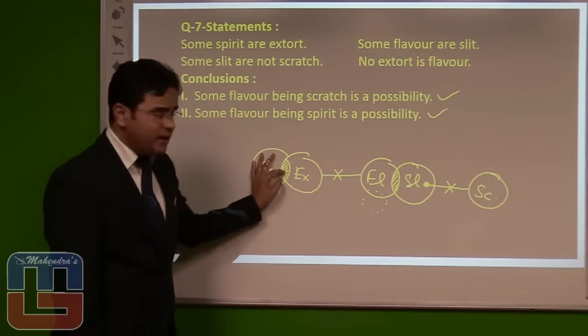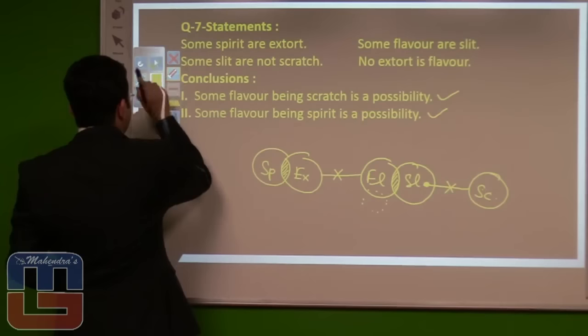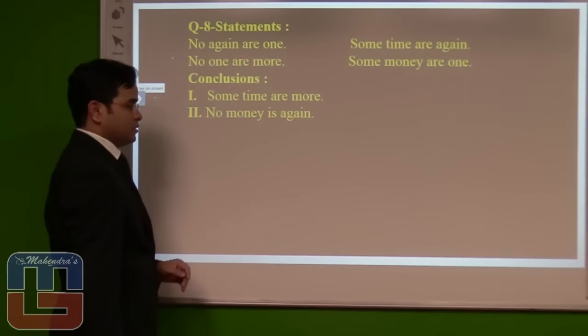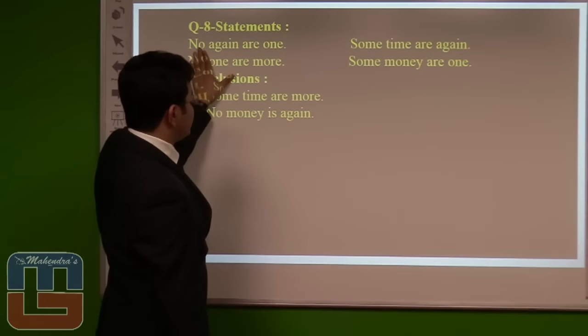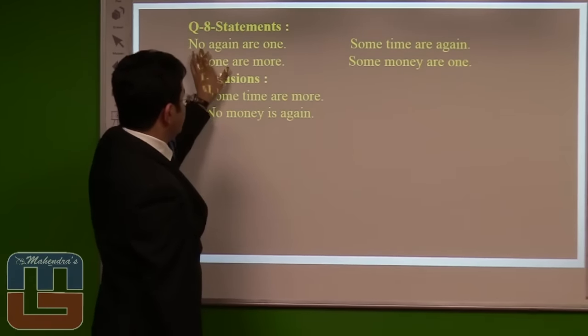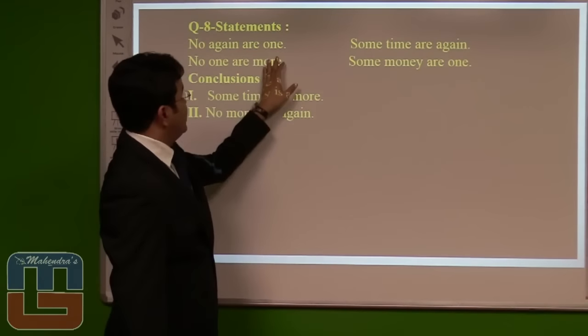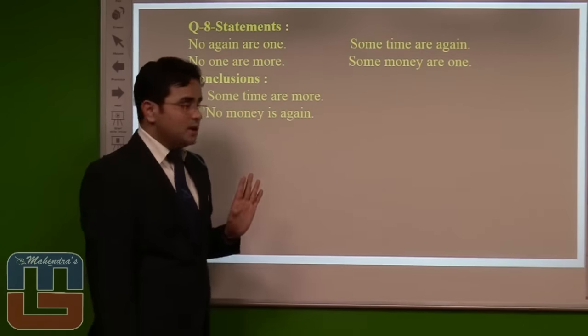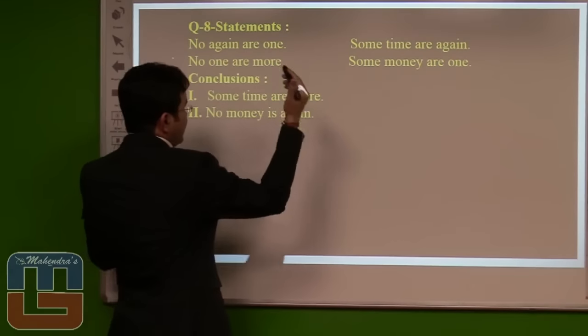So moving towards the next one. Okay. So here you can check the next question. A statement is given, no again are one, and again 4 statements and 2 conclusions. So let's draw this one. No again are one.